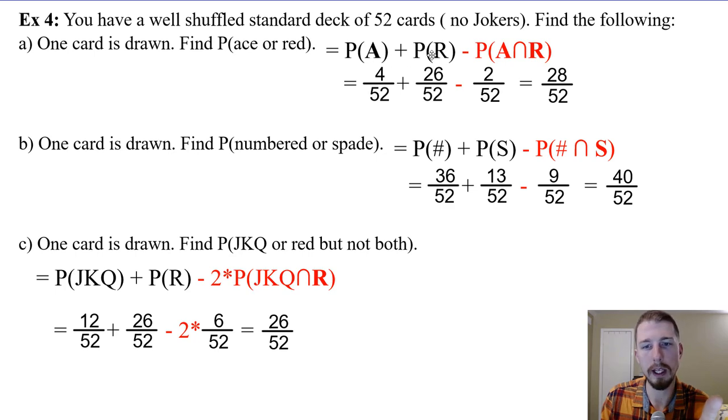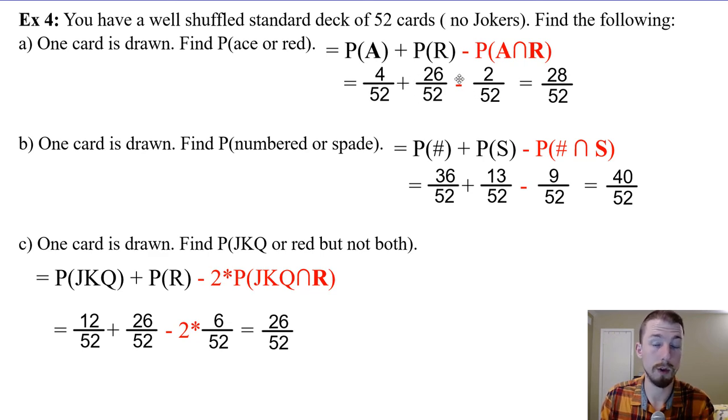So how many aces are red? Well, 2 of your aces are going to be red, the ace of diamonds and the ace of hearts. So that would be subtracting the 2 out of 52. And when we add all these fractions and then we subtract this one, what's nice is they're all out of the 52, and so they all have the same denominator.